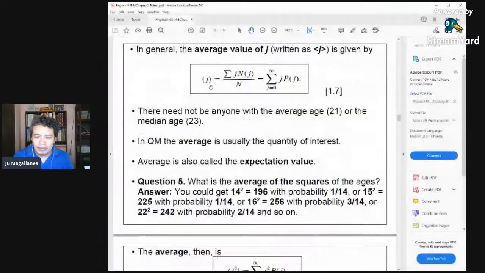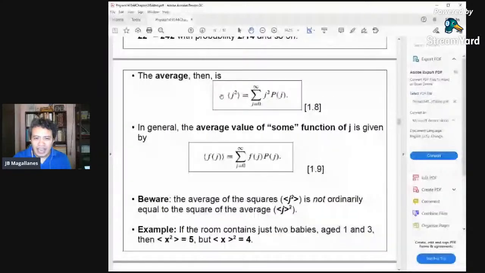So if you get the average of the summation of something times the probability of occurrence of that something, here it's just the same as here. And so in general, you will have the average of something, f of j. That could be j cubed plus j squared minus 4j, for example. If you want to get the average of that function, then you would just use this formula: the summation of that function times the probability of occurrence.